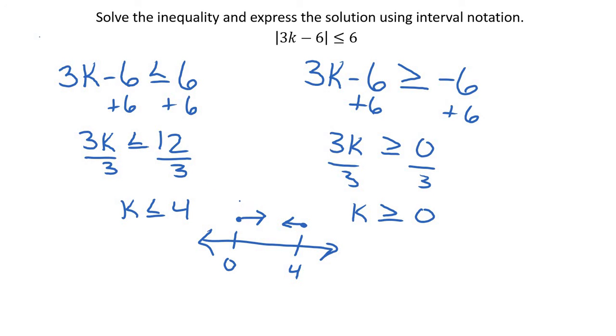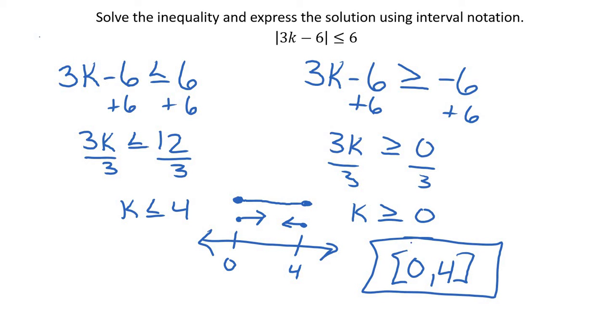So this is what I was talking about. Our overall number set is just a sandwich right in between these two values. That helps visualize what it's going to look like in interval notation. And of course, our solution set is going to be [0, 4], including 0 and 4.